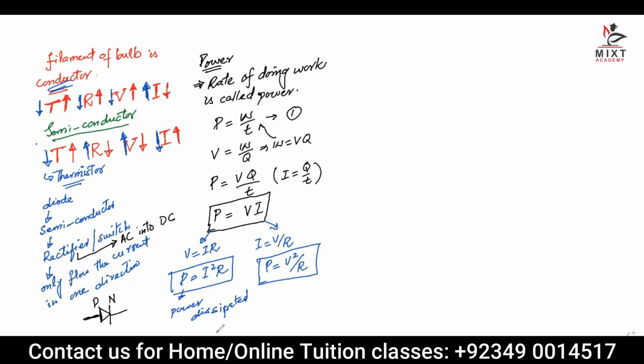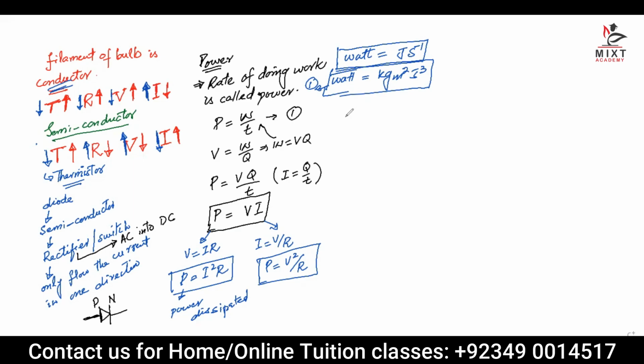What is the unit of power? Watts. Watt is equal to joule per second, according to the main equation. What is the base unit of power? That is kg meter square per second cube. This comes into the MCQ. Watt can also be written as volt ampere.